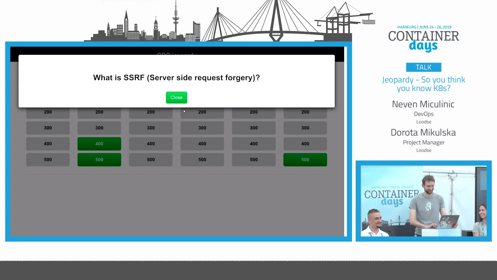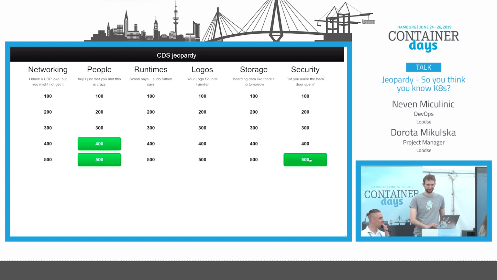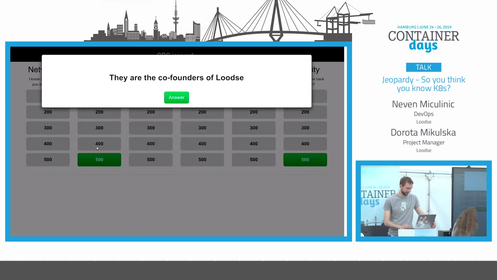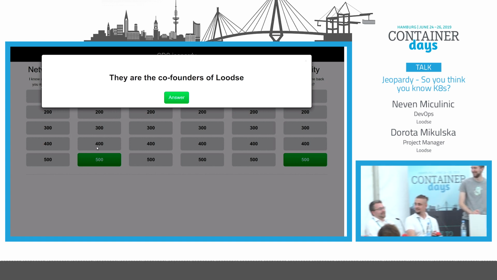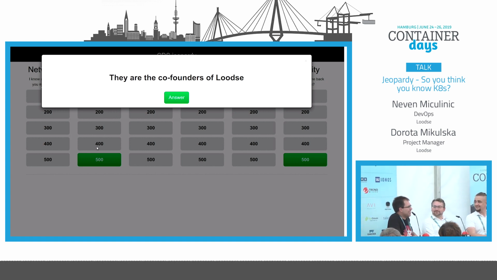All right. So which should be the next category? We only have three questions left, and all are hard. Should I choose? Okay, then it's People 400. The co-founders of Loodse. What is Sebastian Scheele?